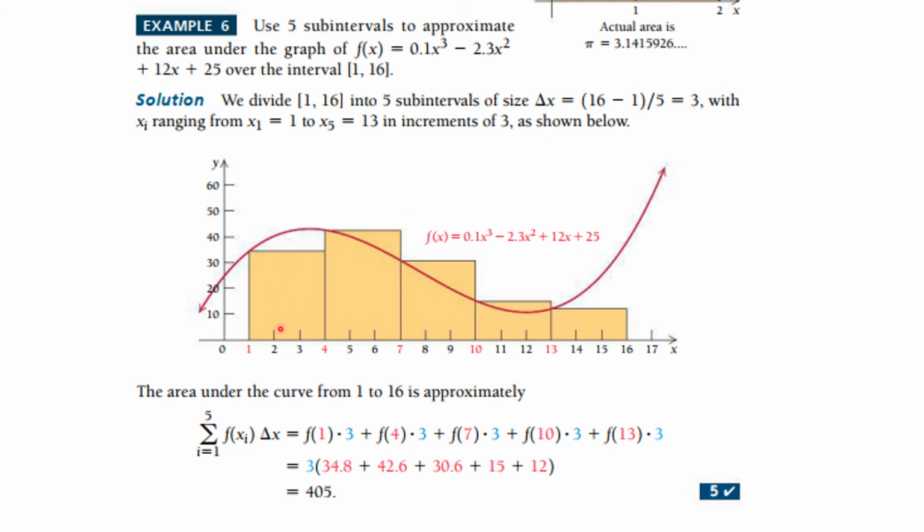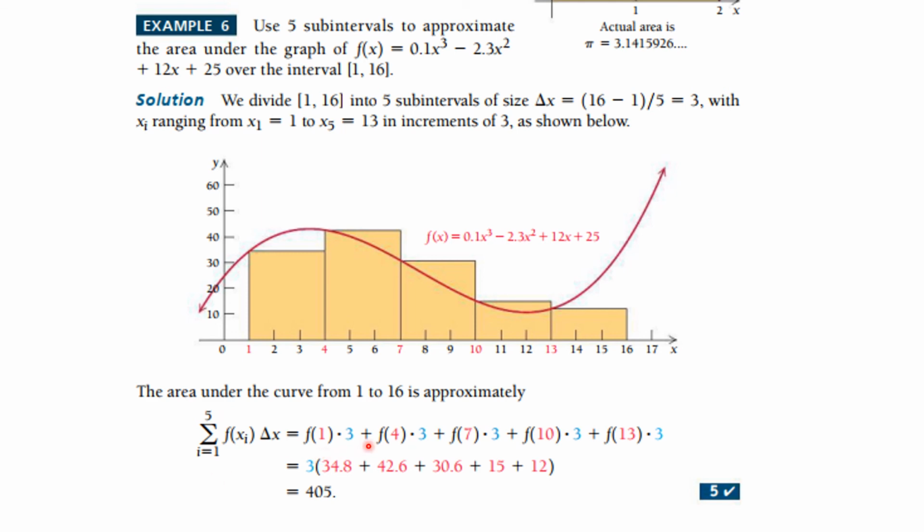So each of these bases is going to be 3. And then what we do is we take this point to estimate the height, this point to estimate the height, this point to estimate the height, this point to estimate the height, and this point to estimate the height. Now I don't know if this is an overestimate or an underestimate. Here was an underestimate. We were over, and this is an underestimate. But our approximate area is, again, we add up the area of the rectangles.